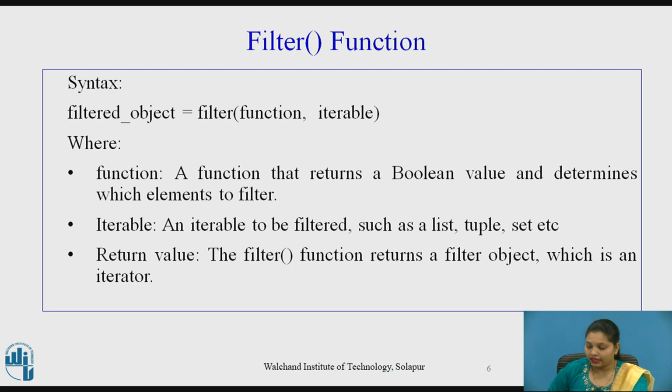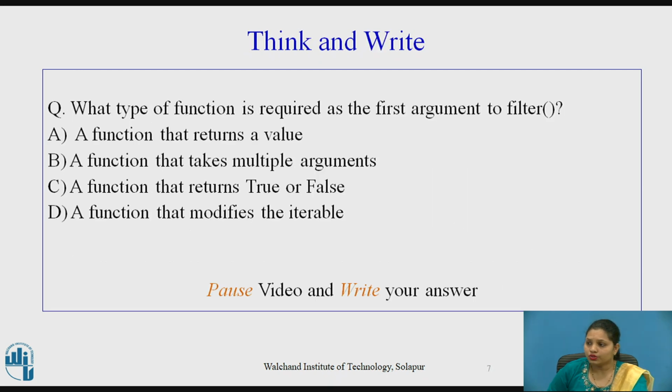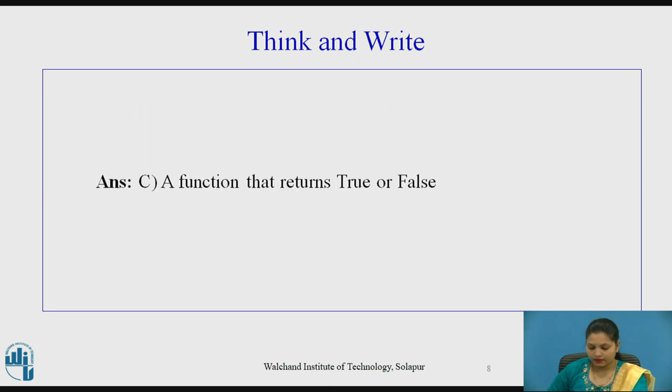Next we will see the think and write question. The question is, what type of function is required as the first argument to the filter function? The options are: option A, a function that returns a value; option B, a function that takes multiple arguments; option C, a function that returns true or false; option D, a function that modifies the iterable. Pause the video and write your answer. The answer is option C, a function that returns true or false.